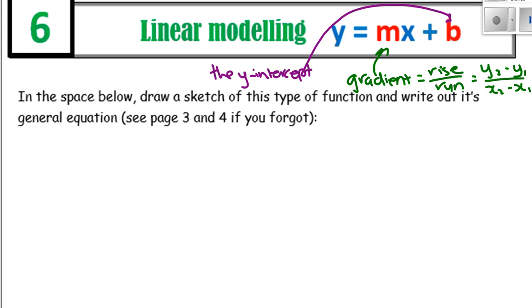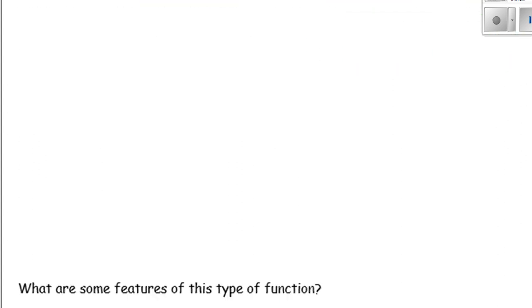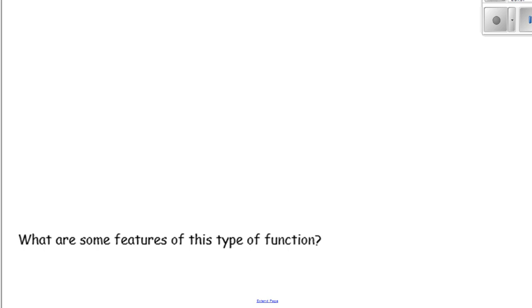You're asked, in the space below, to draw a sketch of this type of function and write out its general equation. See pages 3 and 4 if you've got the book. Pages 3 and 4 have some examples of different functions, and the linear function happens to be there. Notice you've got a lot of space to do this in. And then, what are some features of this type of function?